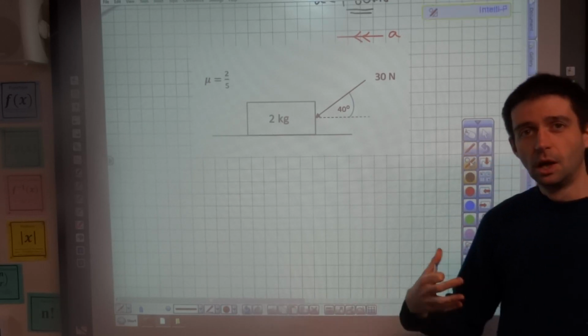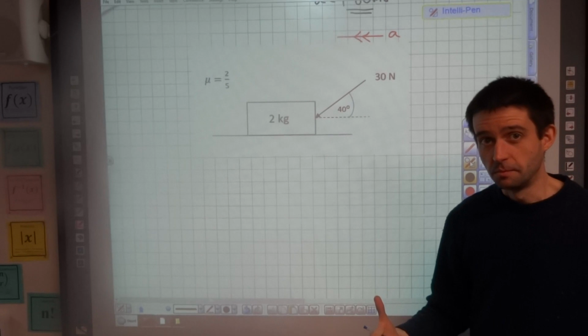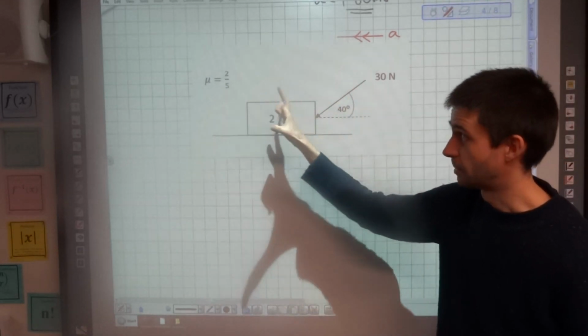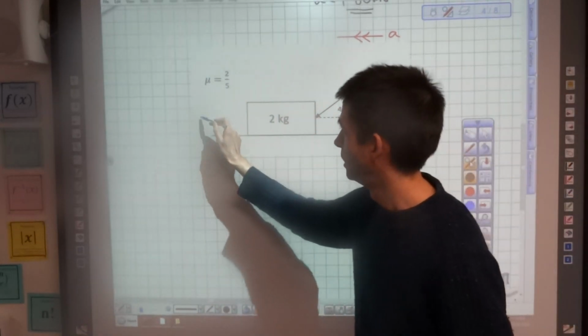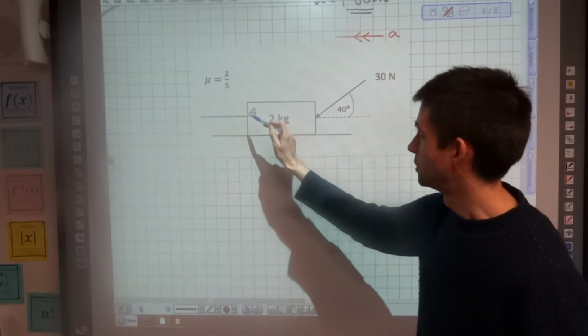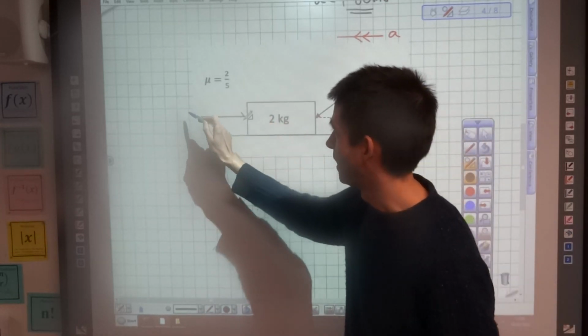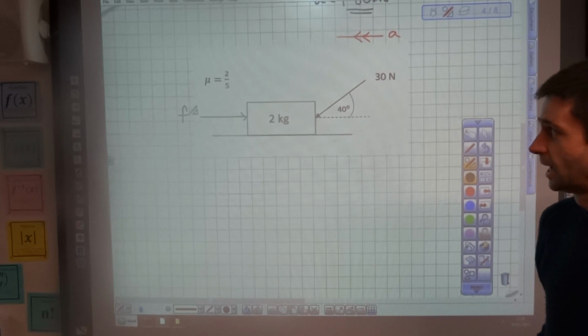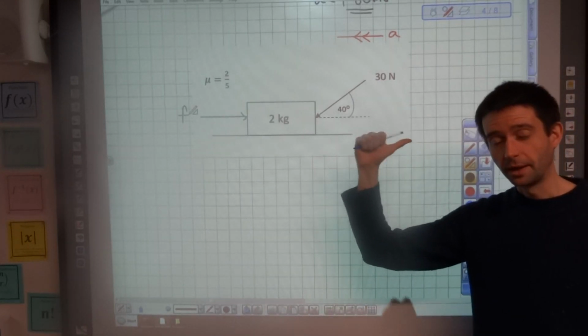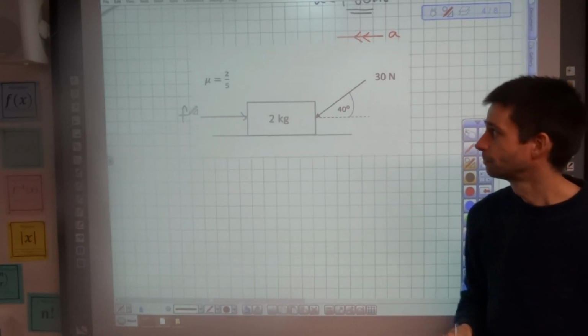Now friction will resist motion or intended motion. So if this force is trying to make the particle move this way, friction is going to be going this way. So I'll draw my friction arrow there, and I'll label that with a lowercase f. It's very important friction's going the opposite direction to motion.